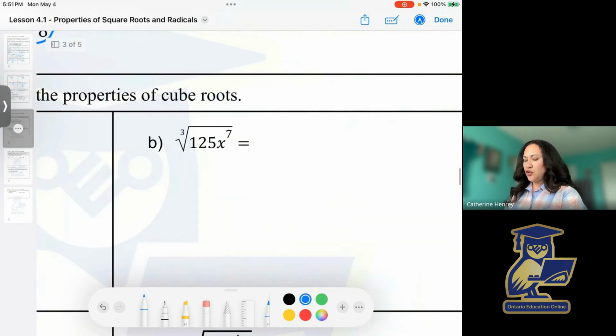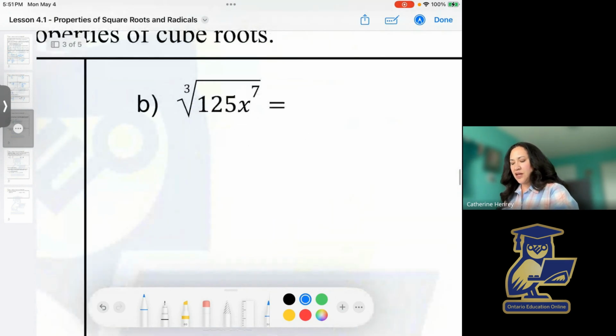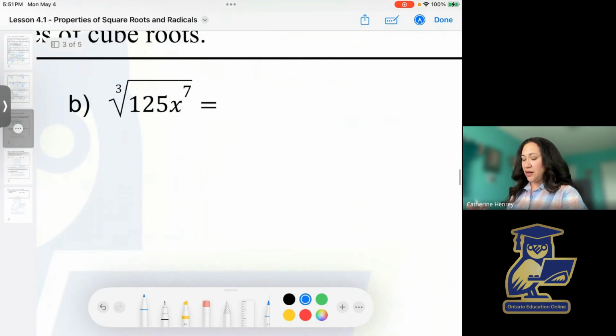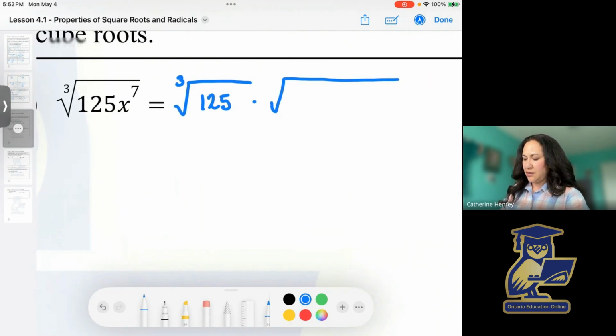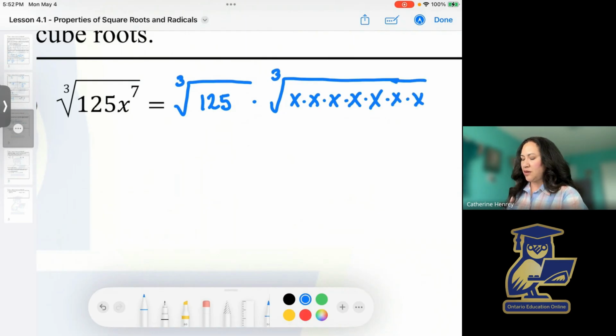The next example, cube root of 125 times x to the power of 7. So let's go ahead and split the numbers and the variables. Let's take the cube root of 125, and this is the product property, times the cube root, and I'm going to put all of them. Here's my cube root, x times x times x, 1, 2, 3, 4, 5, 6, 7. So there's 7 of them.